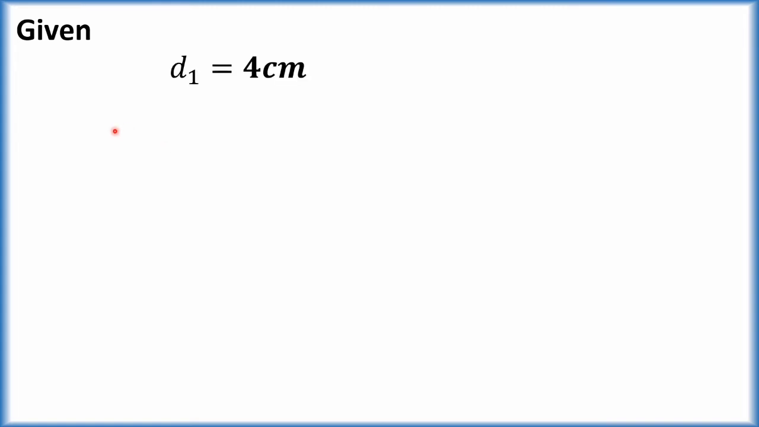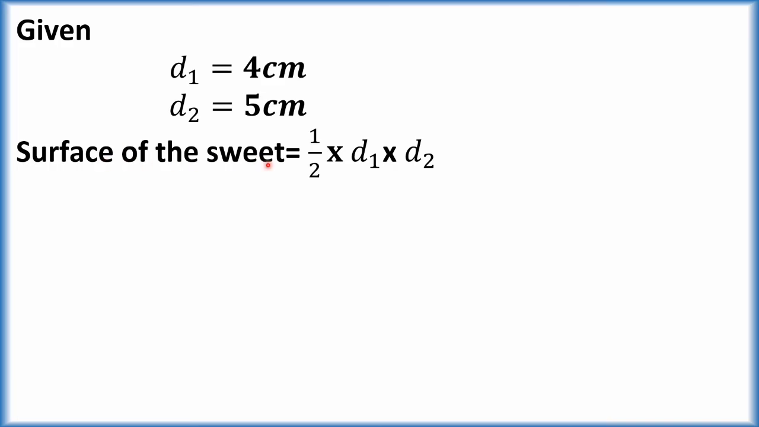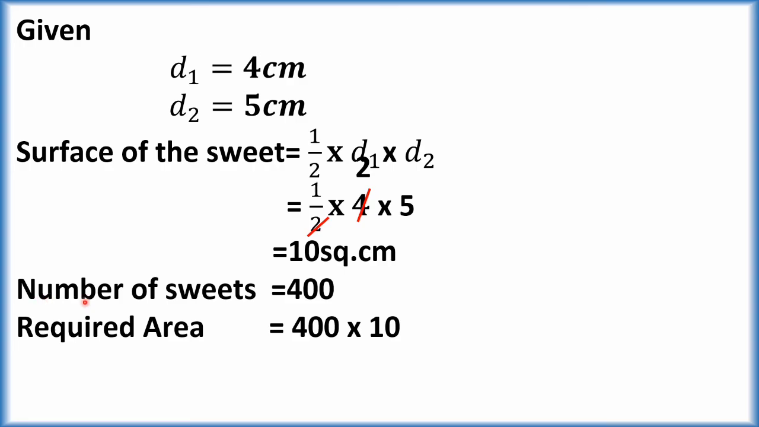Given D1 4 centimeter, D2 5 centimeter. Surface of the sweet equal to, we know that it is in the shape of rhombus. In rhombus, if diagonals are given, half into D1 into D2. Substitute 4 into 5. After we simplify, we get the answer as 10 square centimeter. This is the area of one sweet. Here number of sweets equal to 400. So what is the required area? 400 into 10, 4000 square centimeter.